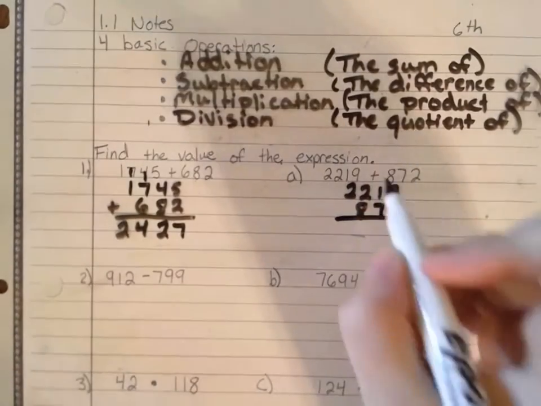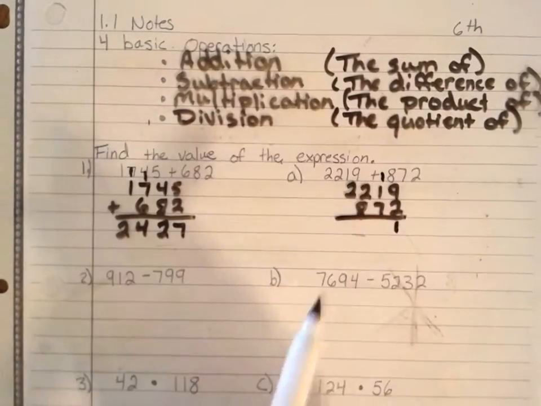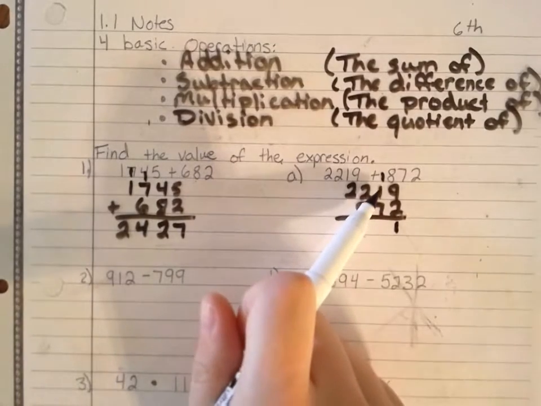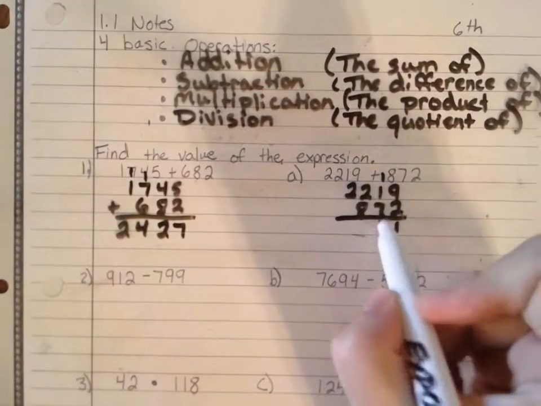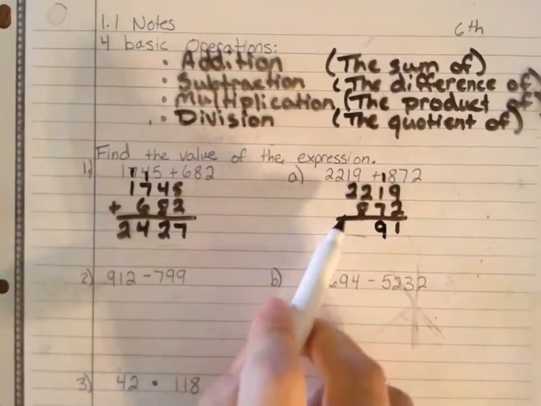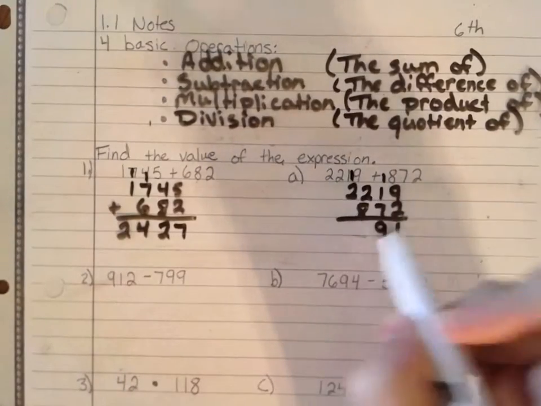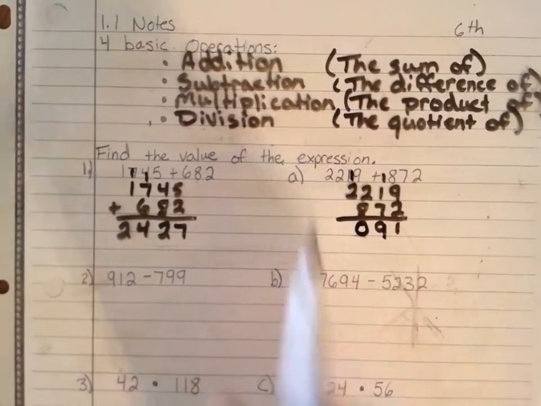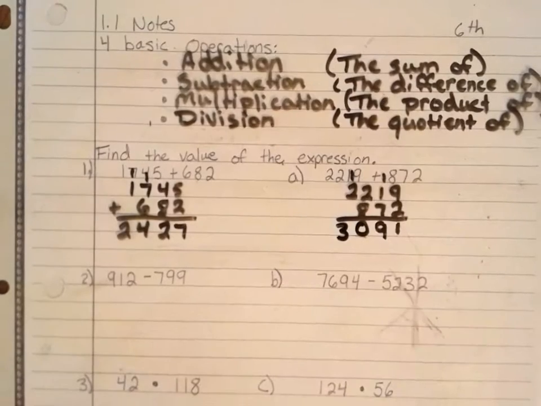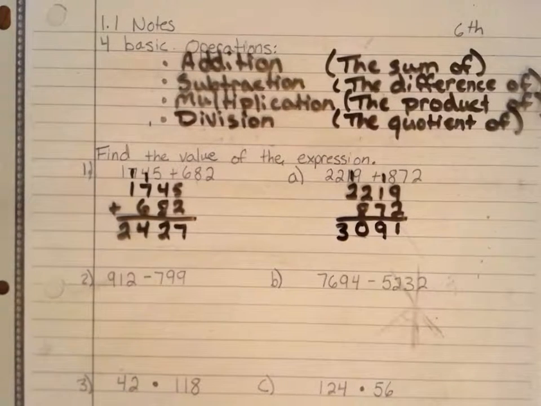Nine plus 2 is 11. We have a 7, 8, 9. 8 plus 2 is 10. And 2 plus 1 is 3. If you have a different method of adding and it works, you can use it.